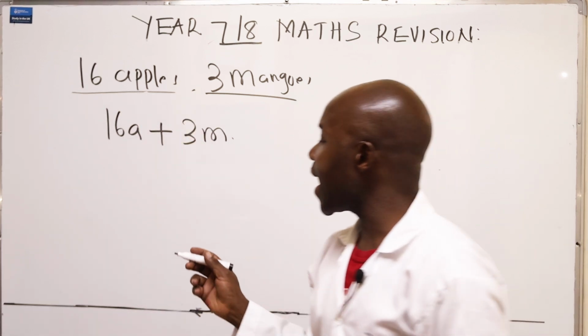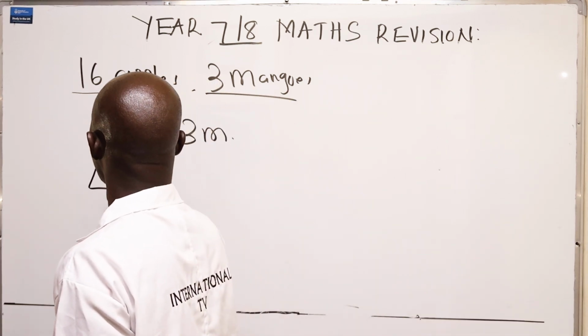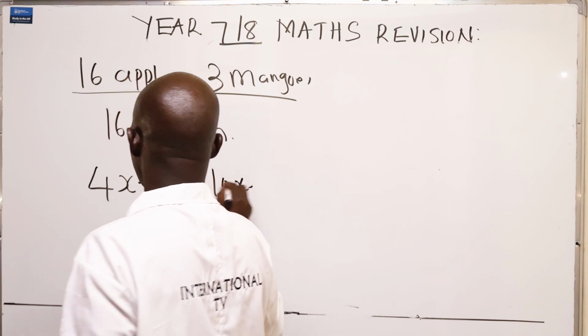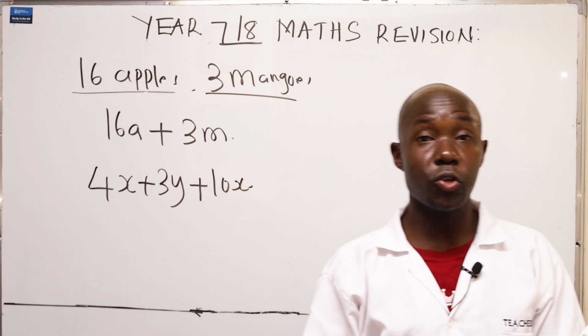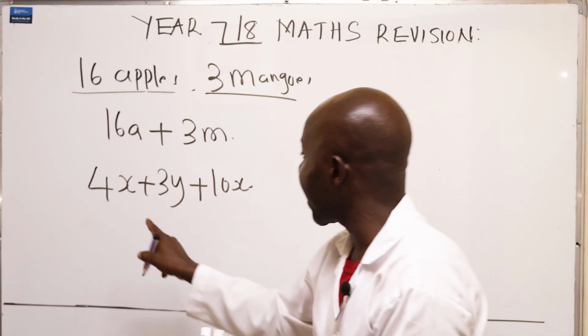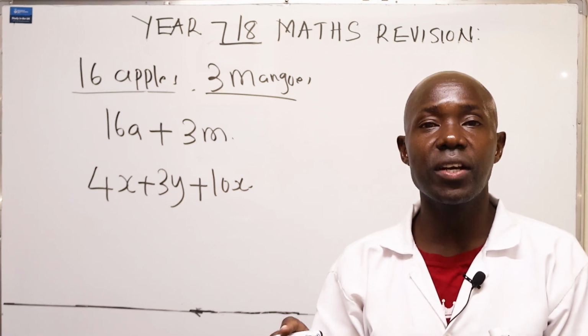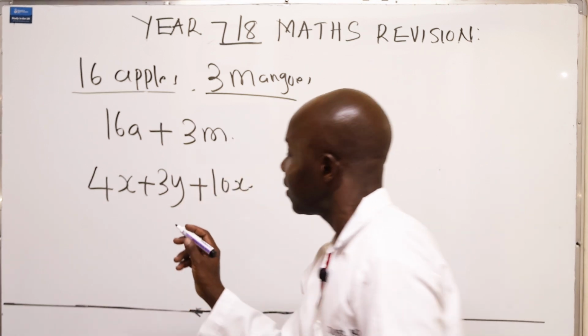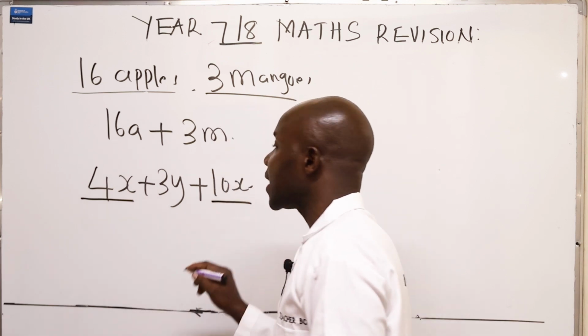An example: if I ask you, what is 4x plus 3y plus 10x? The basic thing here in year 7 and 8 that you should know is that there is something we call like terms. Like the x and x are the same. So we do what is called collecting the like terms. So what are the like terms? We have 4x and 10x.